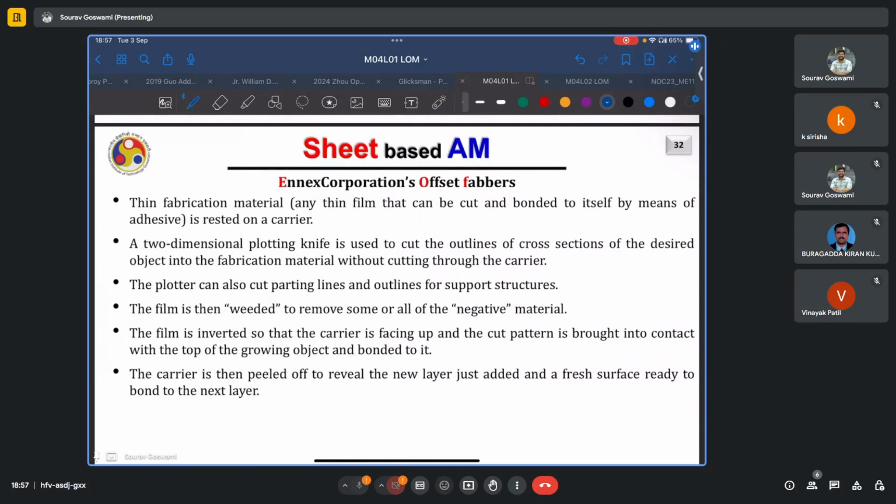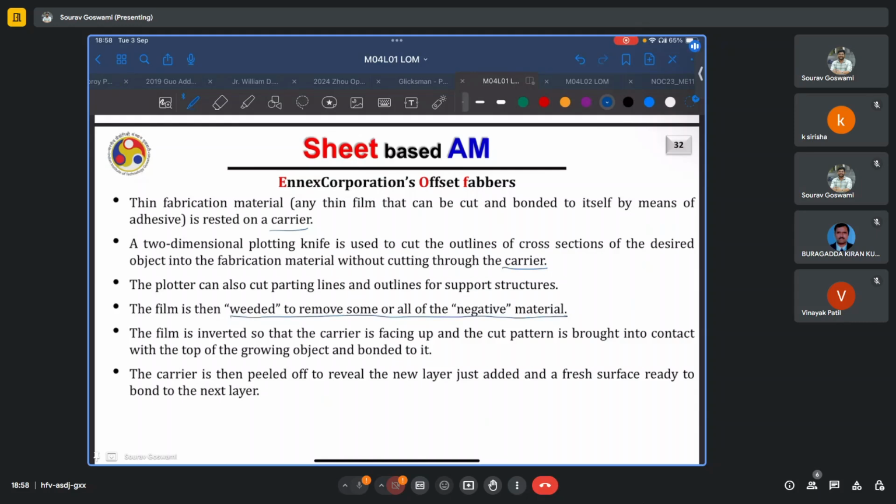Thin fabrication material, such as thin film that can be cut and bonded to itself by means of adhesive, is rested on this carrier plate. A 2D plotting knife is used to cut the outlines of cross sections into the fabrication material without cutting through the carrier plate itself. So again, precise control of the depth of cut. The plotter will also cut the parting lines and outlines. The film is then weeded to remove some or all of the negative material on the undesired regions.